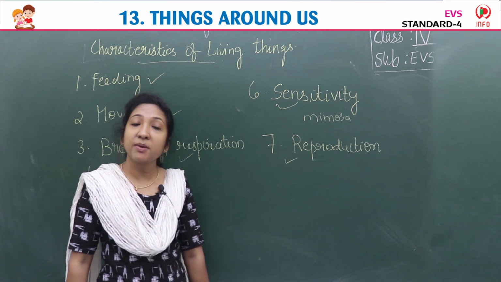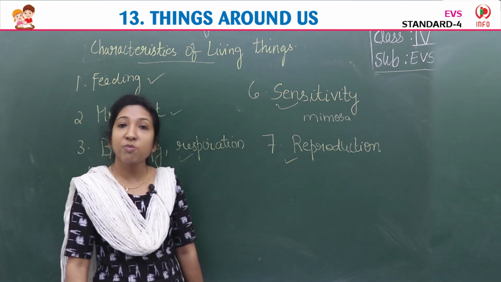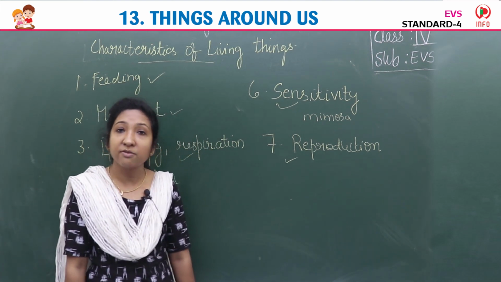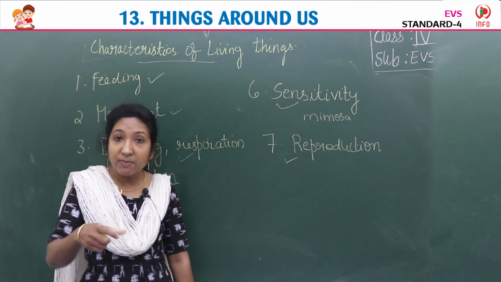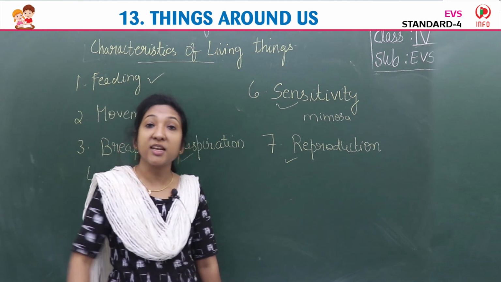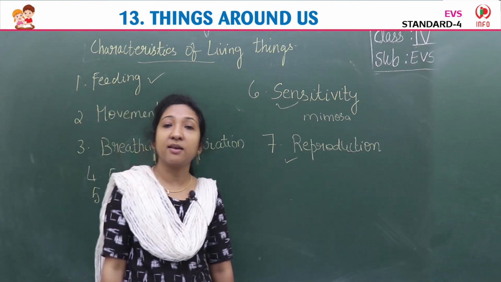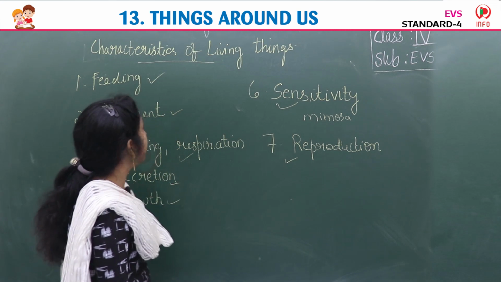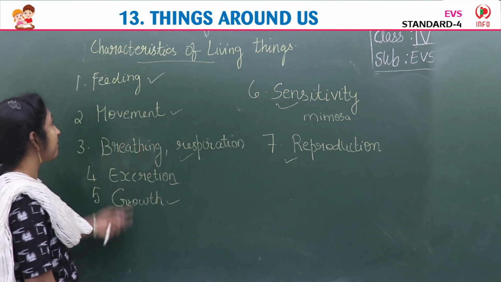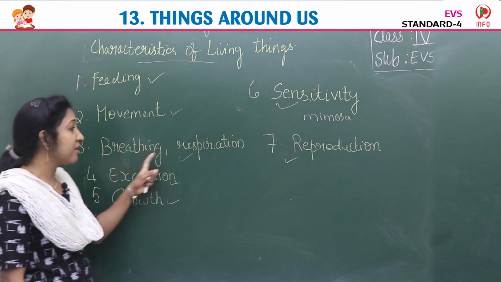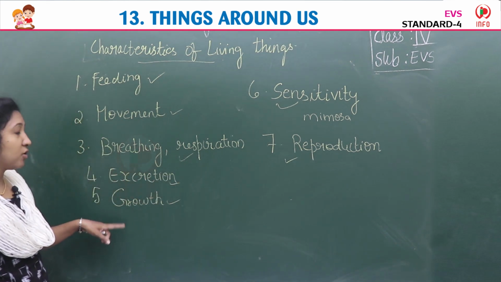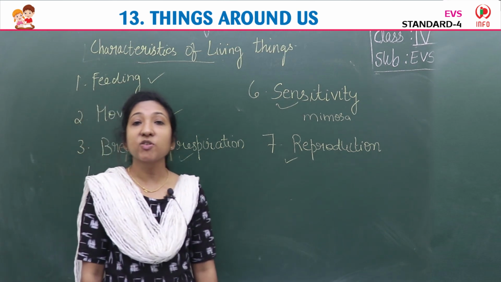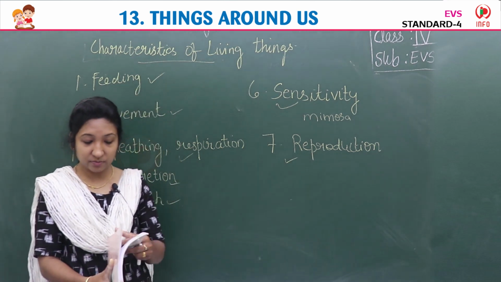Reproduction. All living beings reproduce. They produce young ones. Humans produce babies. Animals also produce babies, young ones, we say. Plants grow from seed. From the seed they germinate and develop into a small plant, then into a tree. Like that, reproduction is happening in all living beings or living things. So these are the 7 characteristics of living things: feeding, movement, breathing or respiration, excretion, growth, sensitivity and reproduction. These are the 7 characteristics of living things. Okay, children.